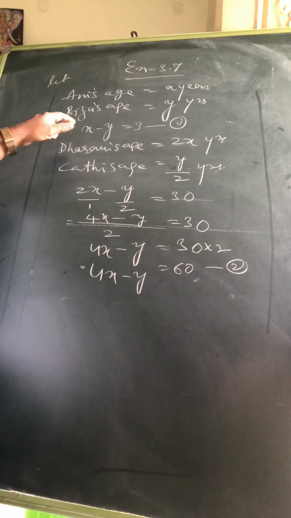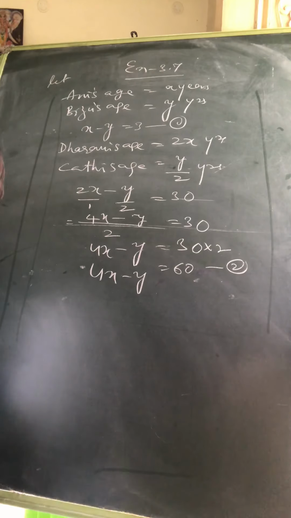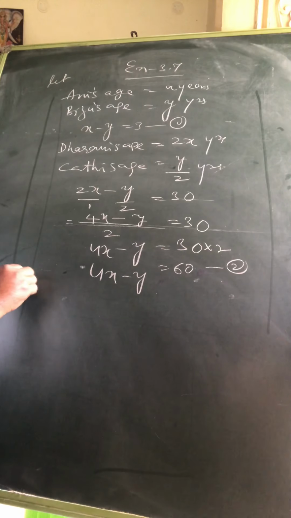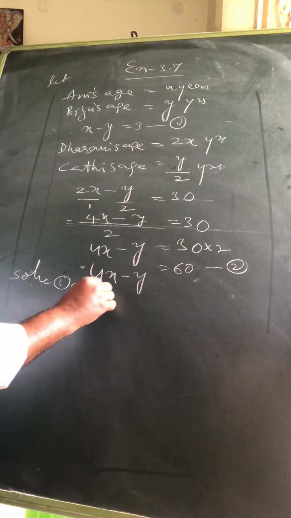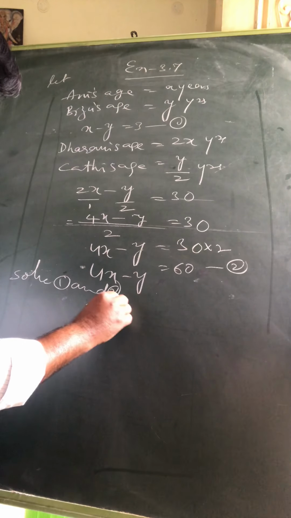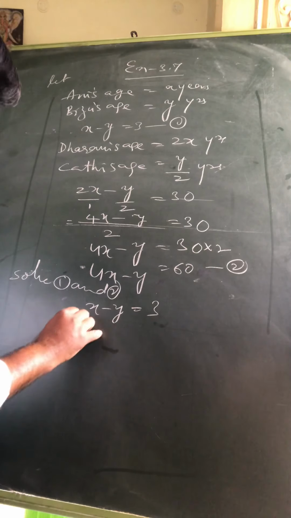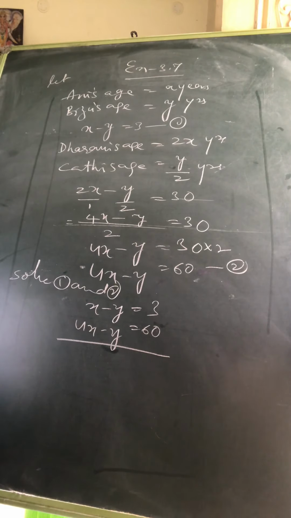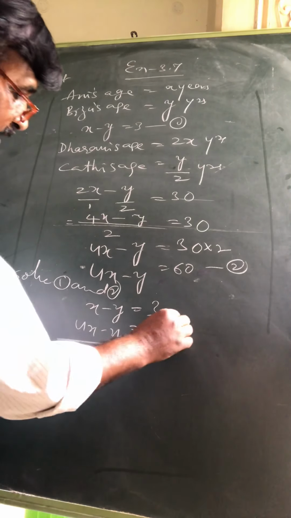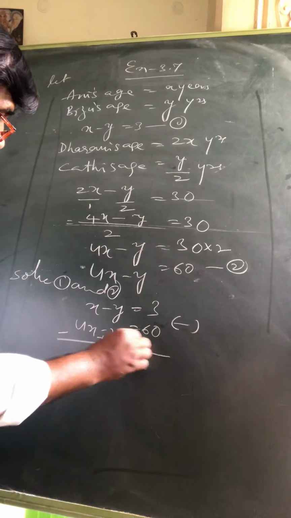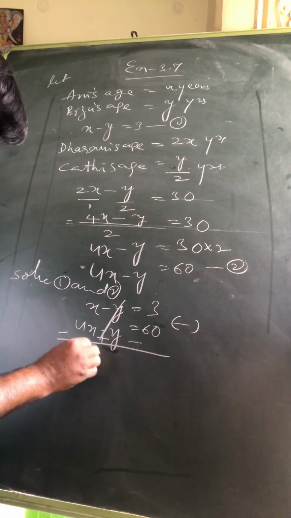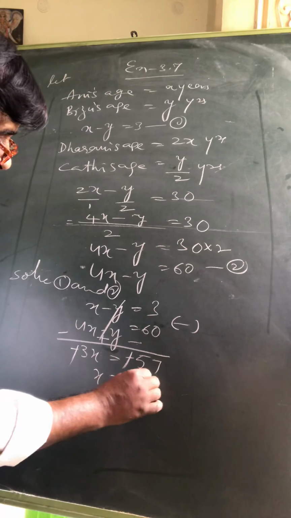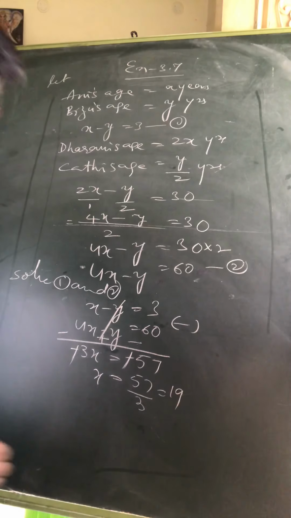Okay. Now we got the first equation as well as the second equation. Now we are going to solve these two equations. So how to solve that? Solve equations 1 and 2. x minus y is equal to 3. 4x minus y is equal to 60. Here we can follow elimination, by subtracting: minus plus minus, cancel. So minus 3x is equal to minus 57. Minus minus cancel. x is equal to 57 by 3 is equal to 19.